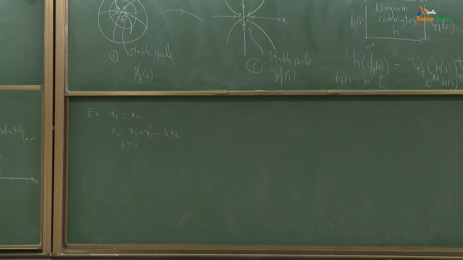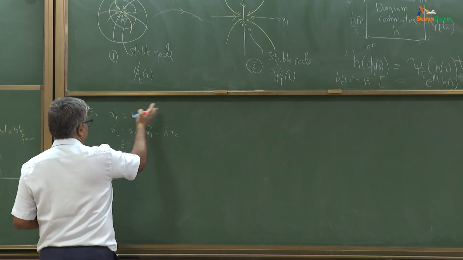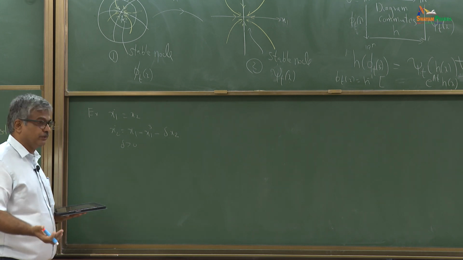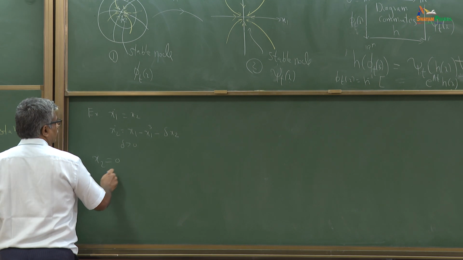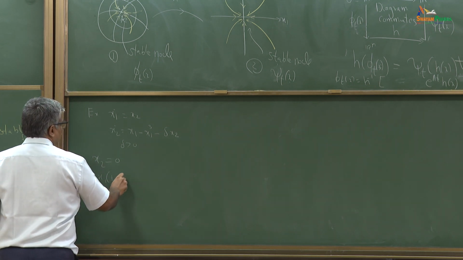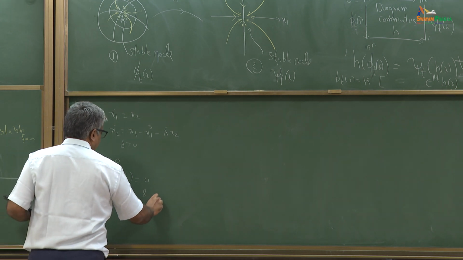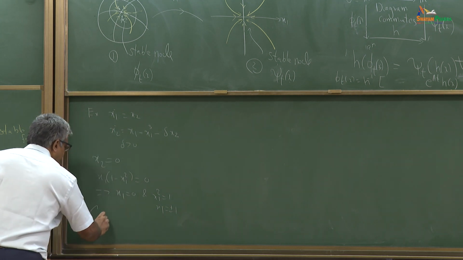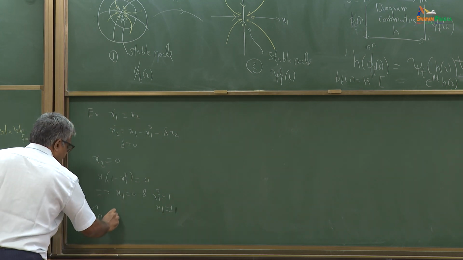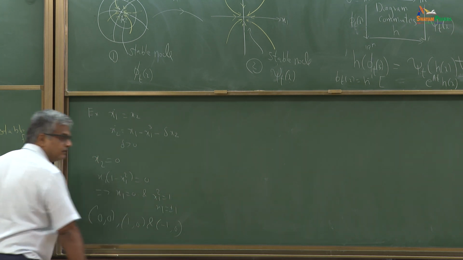So can you calculate all the equilibrium points? It's very obvious the origin is an equilibrium point, because if you plug in 0 here, 0 here, 0 here, then the right hand side is 0, right? Certainly 0 is an equilibrium point, but there are other equilibrium points also. For example, x2 is 0, right? Once x2 is equal to 0, x1 times (1 minus x1 square) equal to 0, which implies x1 equal to 0, and x1 square is 1, which means x1 is plus minus 1. So the equilibrium points are (0, 0), (1, 0), and (minus 1, 0).